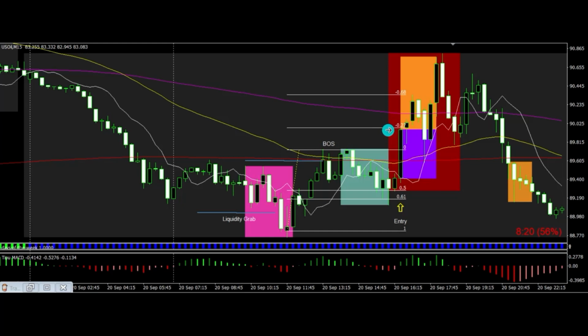However, if you do enter, make sure your stop loss is below the 4 EMA, and that protected you when price retraced all the way back. You see, price still did not go below the 4 EMA, and then you reached 1.5 times your risk.